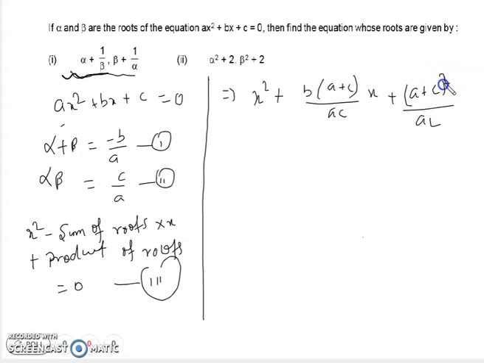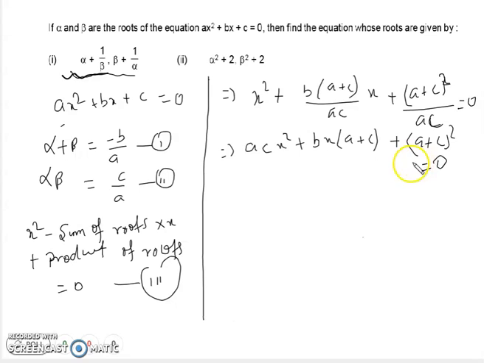And ac is equal to 0, right? And after taking the LCM you will get the value ac x square plus bx into (a plus c) plus (a plus c) whole square. So it will be the correct answer, guys. So it will be the right equation for option number first.